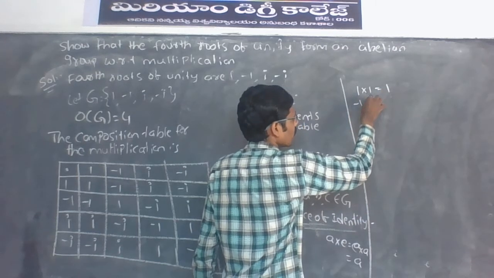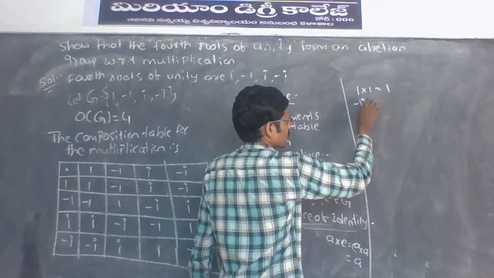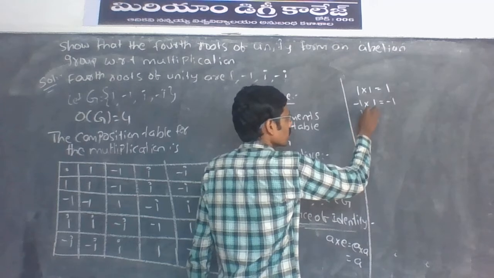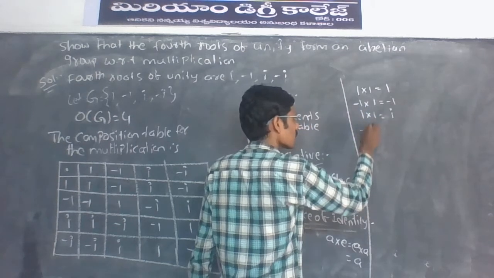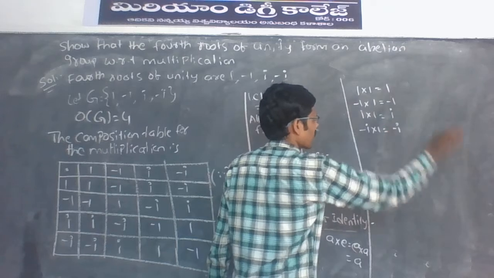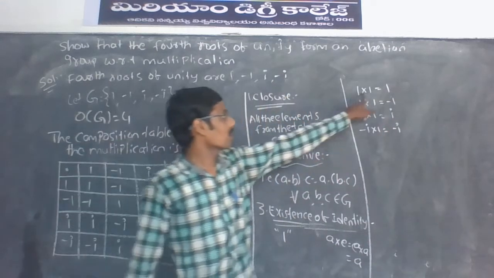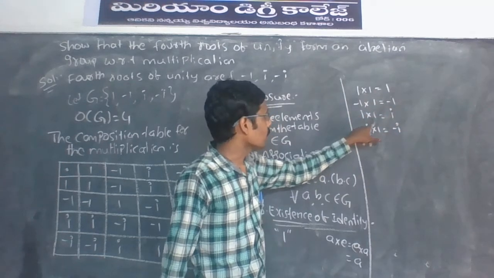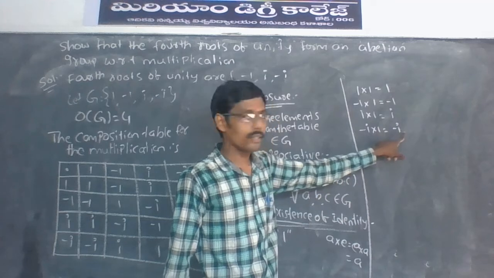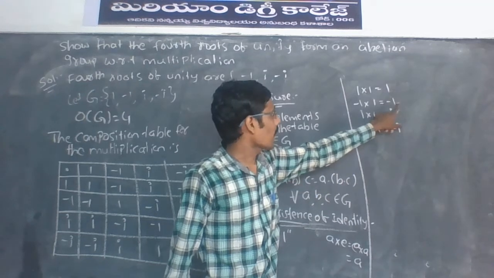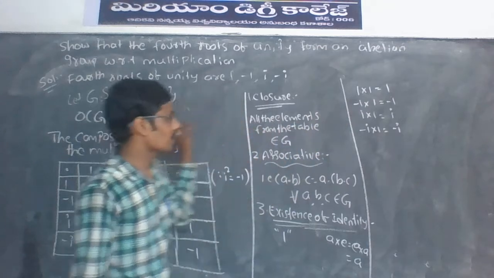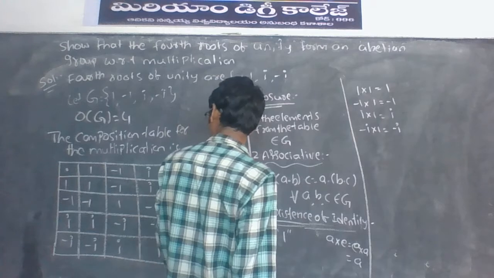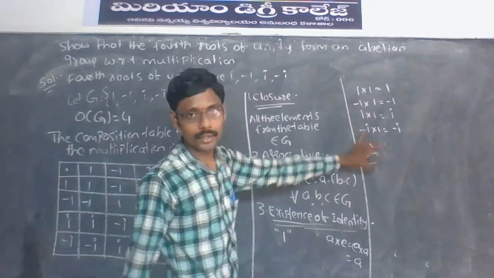1 into 1 is equal to 1. Minus 1 into 1 is equal to minus 1. I into 1 is equal to I. Minus I into 1 is equal to minus I. So 1, minus 1, I, minus I belong to Z, and 1 is the identity element. It satisfies the identity property.